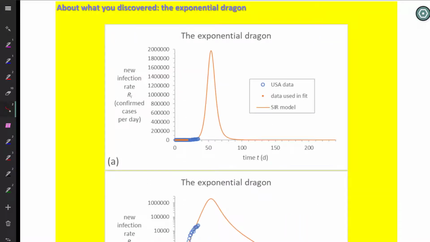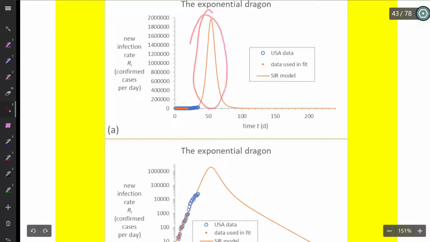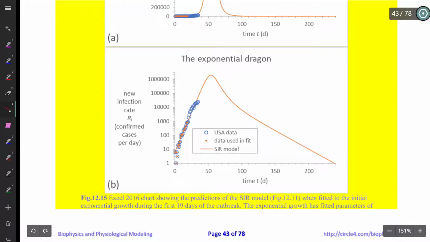The SIR model, when you fit it to the first 19 days, predicts a rather alarming exponential growth that eventually tops out at about 2 million infections per day. And I call this the Exponential Dragon. This Exponential Dragon, when you look at it on a linear scale of the infection rate versus time, shows a very large peak, and on a semi-log graph it has a rather characteristic inverted V shape, which we'll talk more about later.